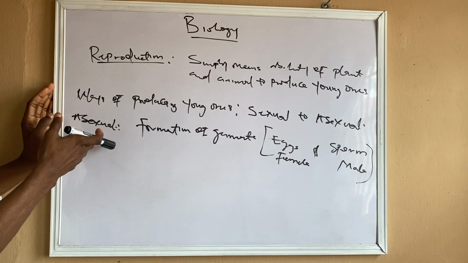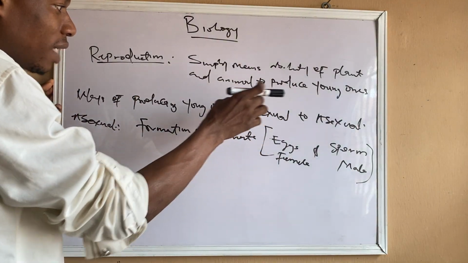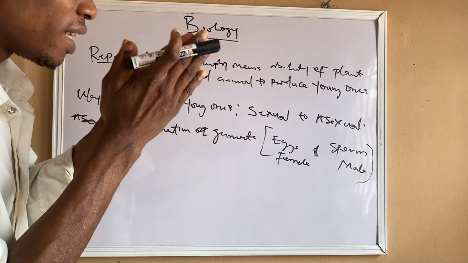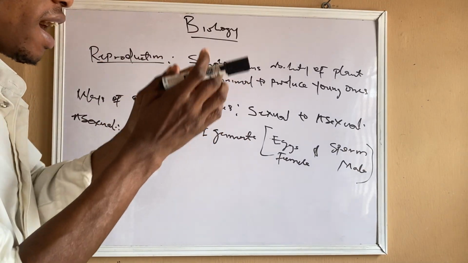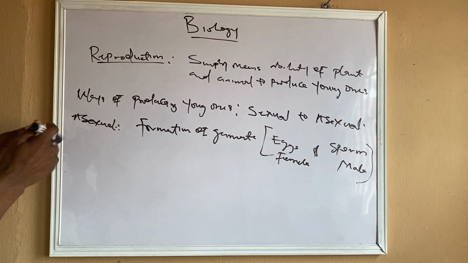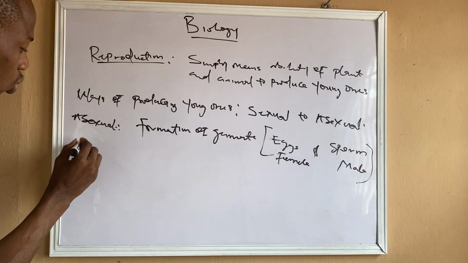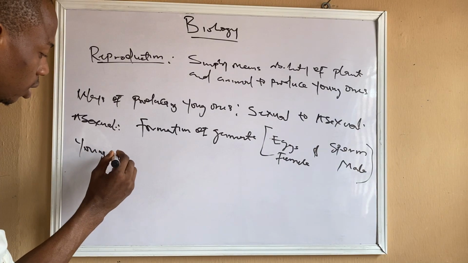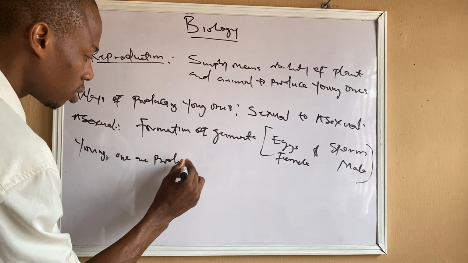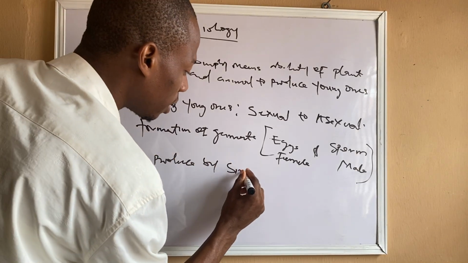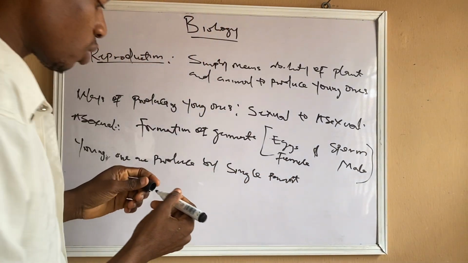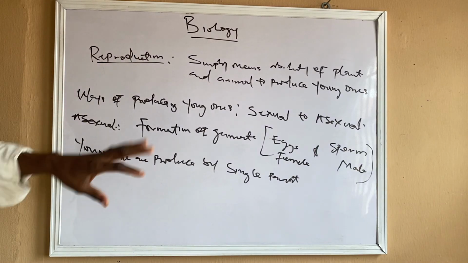You can see the work of Almighty God. There is no formation of gametes, whereas we all believe that there must be the coming of male sperm and the coming of egg from the female organs. But here, young ones are being produced by single parents. In asexual reproduction, yes, young ones are produced by single parents.